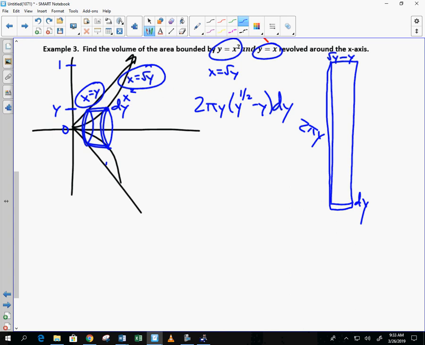That represents the volume of one of those unraveled rectangles. Multiply it out, and I have 2 pi times y to the 3/2 minus y squared, dy. That's the volume of one. How many do you want? How do I do that? Slam on that integral.